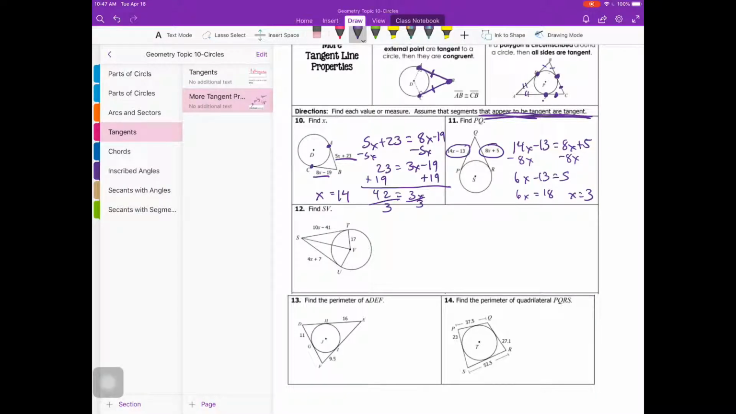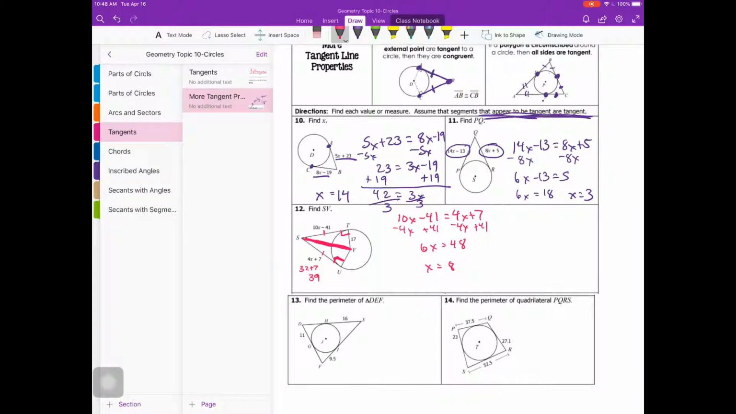Now, this one is asking us to find the length of SV. So in order to do this, we have to remember a whole lot of things here. Firstly, that those are right angles there, and also that this side is congruent to this side. So first we have to find x. So we're going to have 10x minus 41 equals 4x plus 7. Subtract 4x, and we're going to add 41 to both sides. So we get 6x equals 48. So x is 8. Now, if x is 8, then this side is 32 plus 7, or 39.